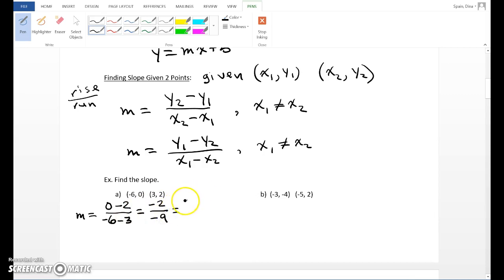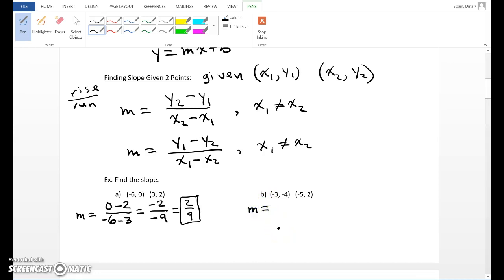If I have negative over negative, that comes out to be a positive slope. It's 2/9. That's okay. You can have a fractional slope, no big deal. Might come out to be an integer, might come out to be a fraction. Positive, negative, all of those are good slopes. It's just calculating your slope. Let's see how it comes out in part B.